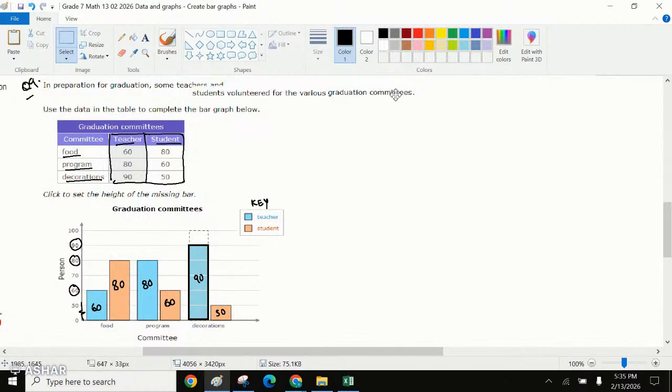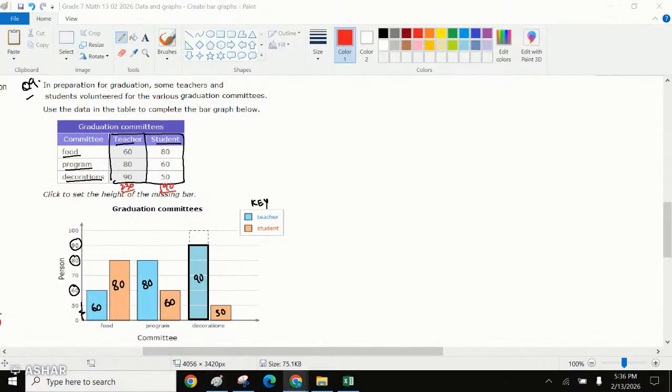And they're not asking us to utilize this bar graph for the information. They can ask us how many total teachers are there. We add 60 plus 80 plus 90, right? 150 plus 80, 230. There would be 230 teachers and 190 students, right? 80 plus 60 is 140, 140 plus 50 is 190. Okay.